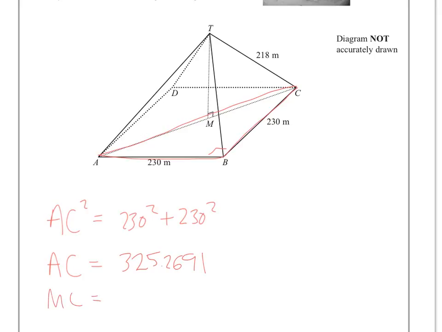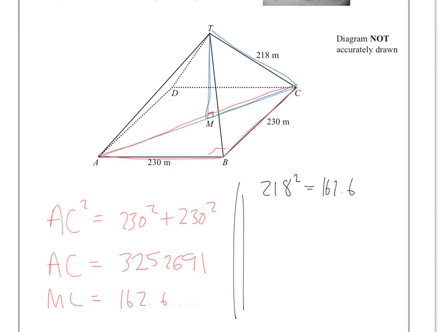MC is now half of that value, so half of 325.2691, which gives me 162.6. Okay, keep all the values in your calculator. I'm now going to consider this triangle here to work out TM. Well, again, using Pythagoras, 218 squared equals MC squared, so 162.6 squared plus TM squared.